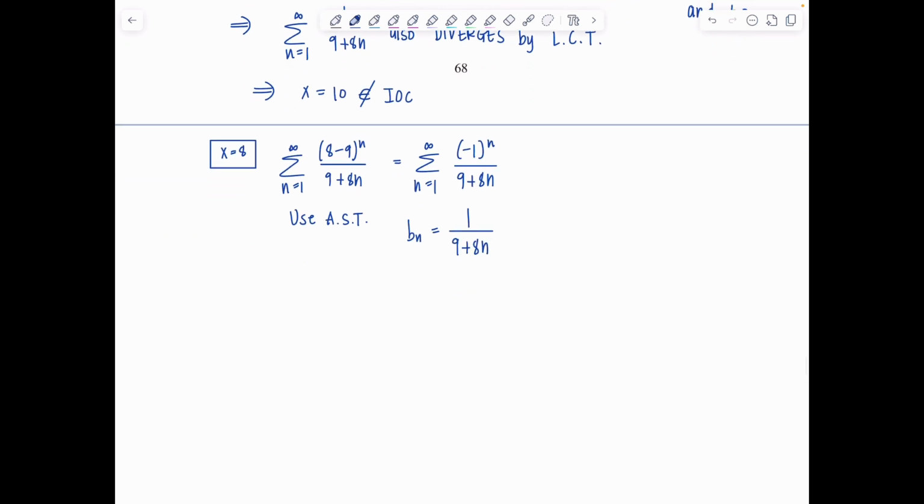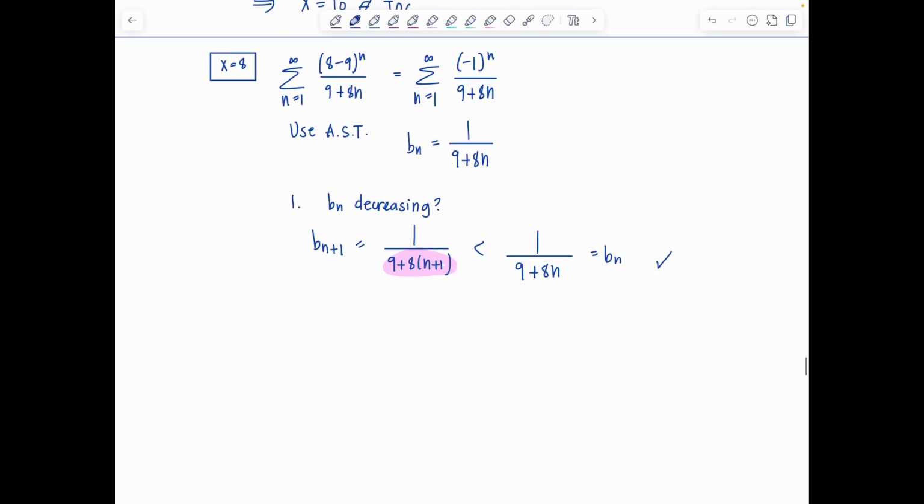And then we have to check the two conditions of the AST. So first I want to see, is b sub n decreasing? I can just use the definition. So b sub n plus 1 is going to be 1 over 9 plus 8 times n plus 1. And I can already tell, right? For sure, I just made the denominator larger than what b sub n has. So this is going to be smaller than 1 over 9 plus 8n, which is b sub n. So yep, the terms are decreasing.